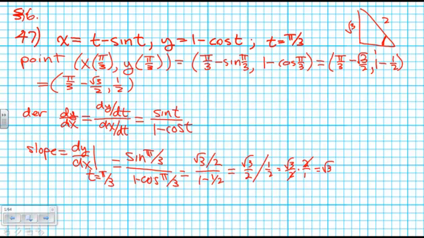And now we're ready to put all the pieces together for the tangent line. The tangent line, therefore, is y equals the slope of root 3 times the quantity x minus, and what's x's value? Minus the quantity pi over 3 minus root 3 over 2, double close, and then plus 1/2.